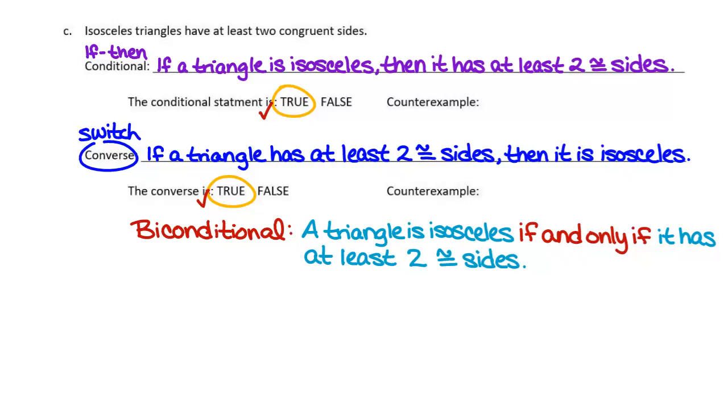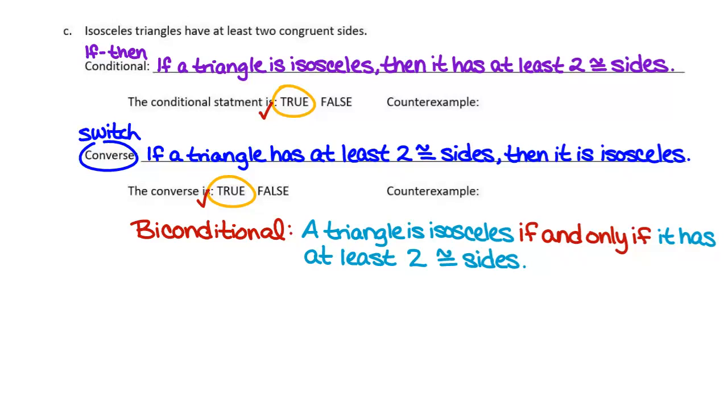Let's see if we can switch this up just a little bit. I'm going to give you a biconditional statement. And I want to take that biconditional statement and pull it apart to write an if-then and then to write the converse. And then we're going to decide whether those things are true or false.